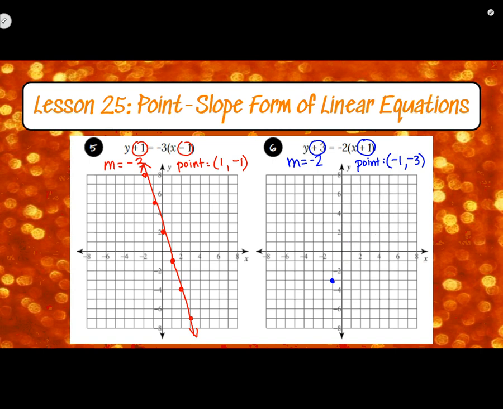All right, so I've got (-1, -3). I'm going to go down 2, right 1, down 2, right 1. I'm going to go up 2, left 1, up 2, left 1, up 2, left 1. Get our line in there. Arrows on both ends. We're done.